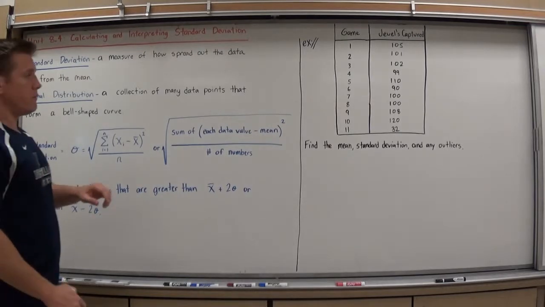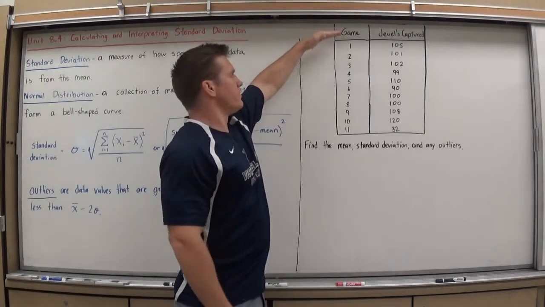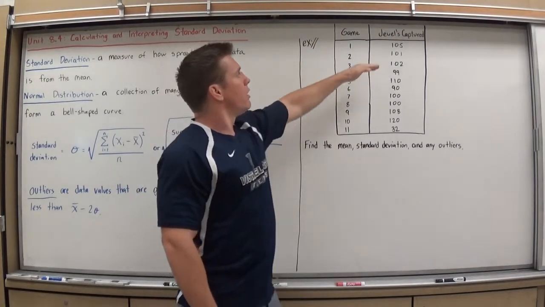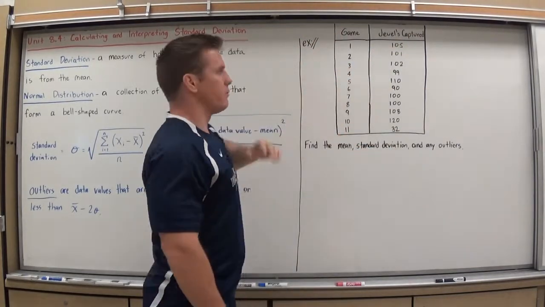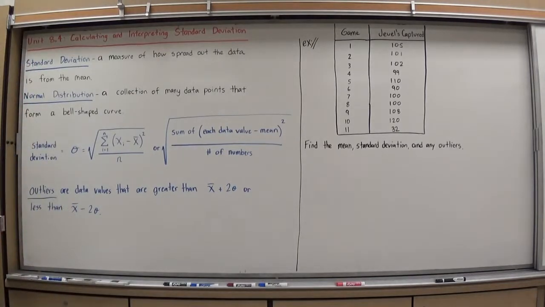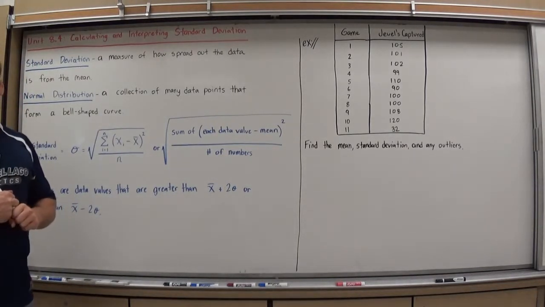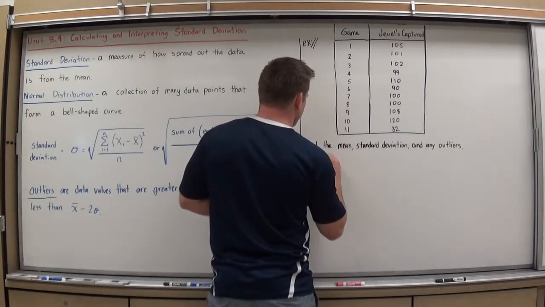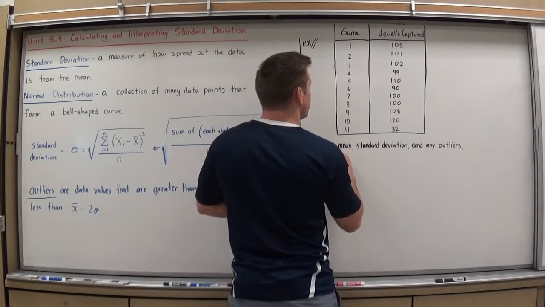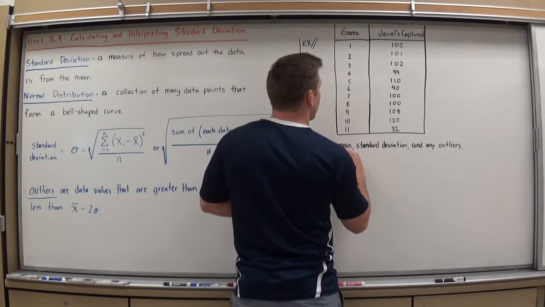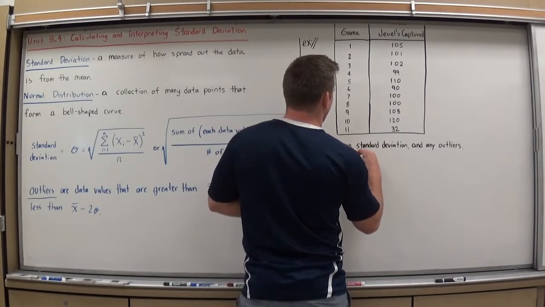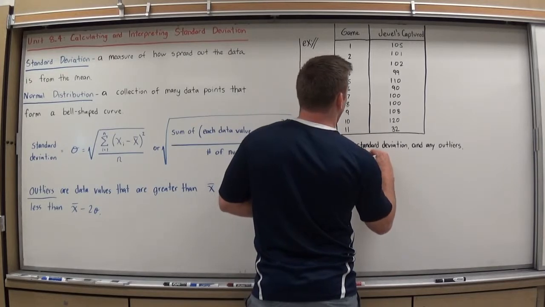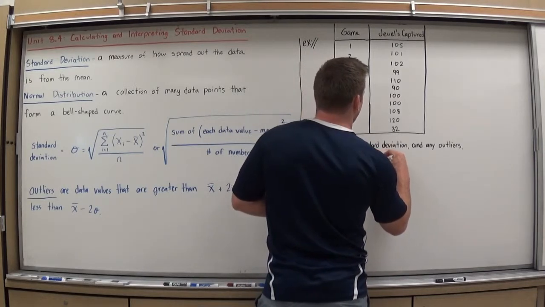Let's try it. So here I have a list of games, 1 through 11, and jewels captured. So they're playing something like Bejeweled and keeping track of their scores here. Okay, we're going to find the mean, standard deviation, and any outliers of this data. So let's start by finding the mean. We've done that previously. The mean is found by simply adding up all the numbers and dividing by the number of numbers that you have.